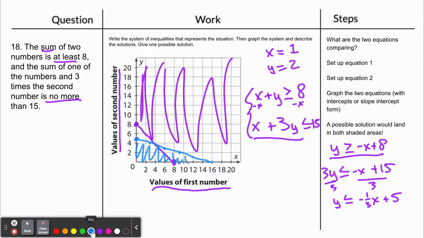Anything here, unfortunately, my coloring on the last one didn't do it justice, because the place where it overlaps, let me do this in green here to make sure that it's obvious, is lower than the blue line and above the purple line. So it's everywhere in between these two here. So for example, it could be, let's say the first number could be 8 and the second number could be 2, because that lands inside of our shaded area.